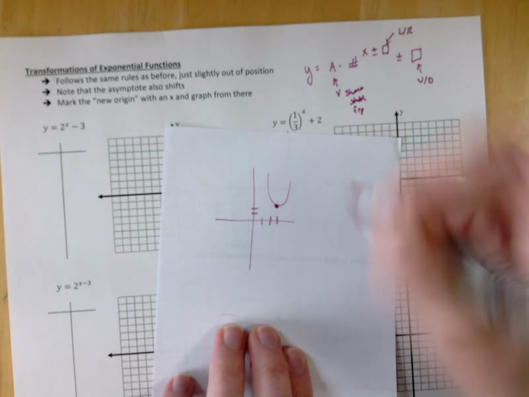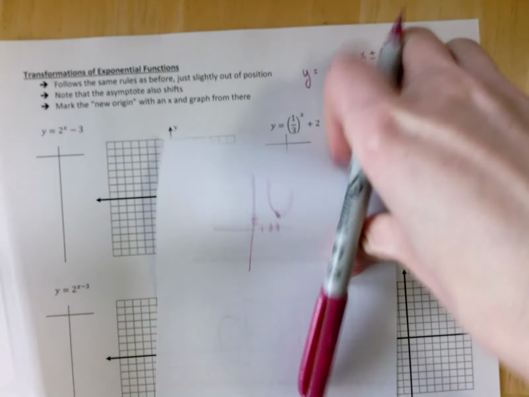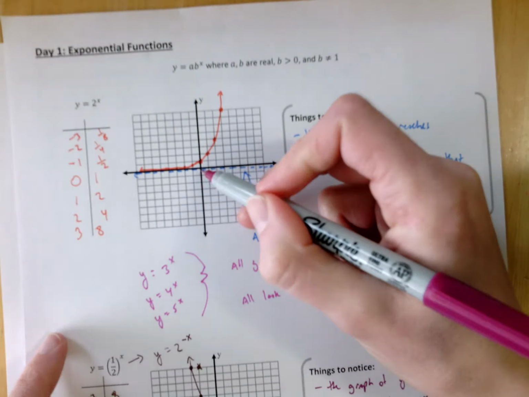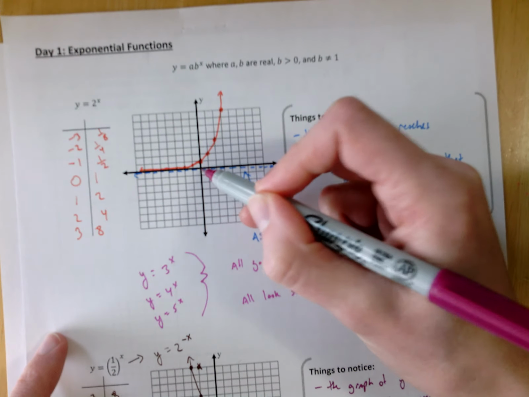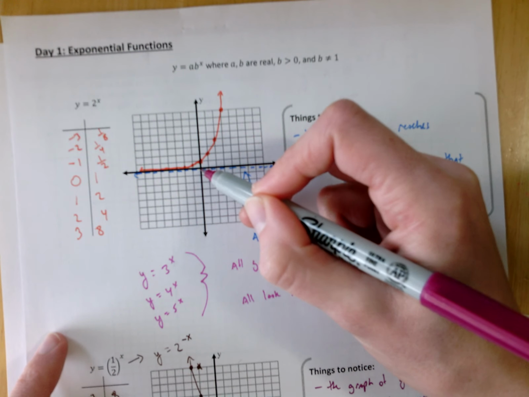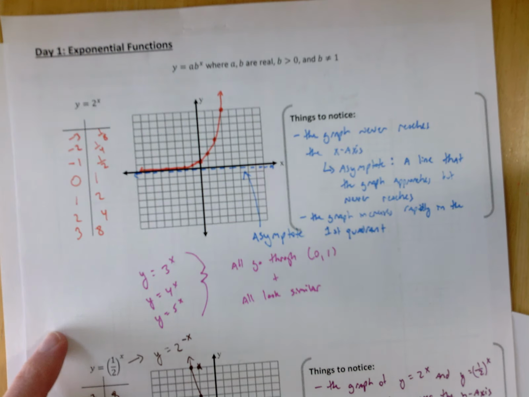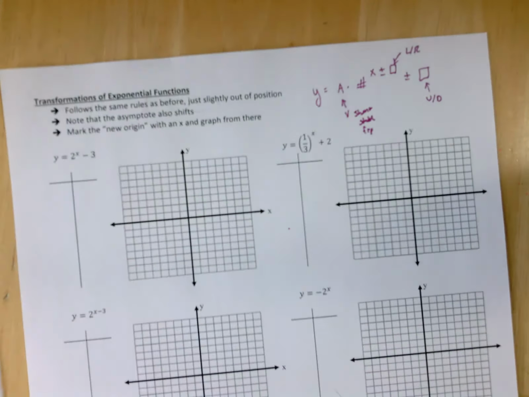Well, the problem is that these graphs don't have a point at 0, 0. So when you do your transformations, you're not going to put a point at exactly where the new spot is. So what I do is use a little X just to mark that spot so that I know where it is. You'll see what I mean.